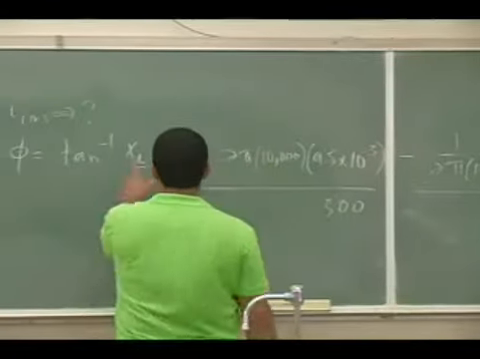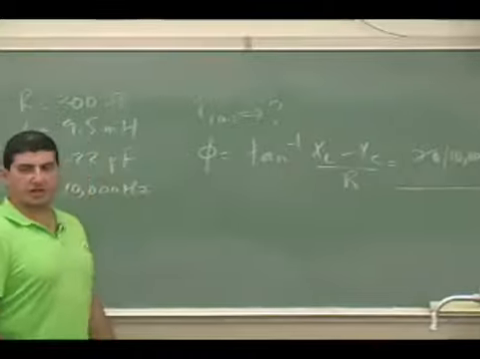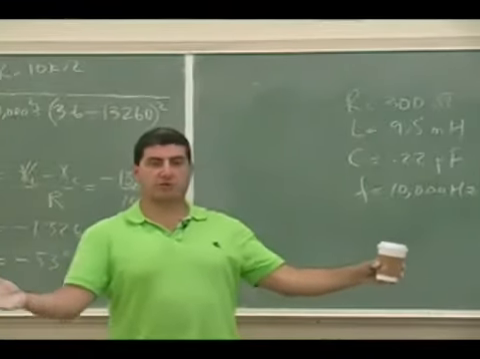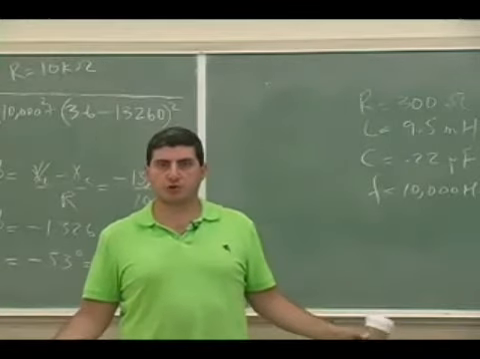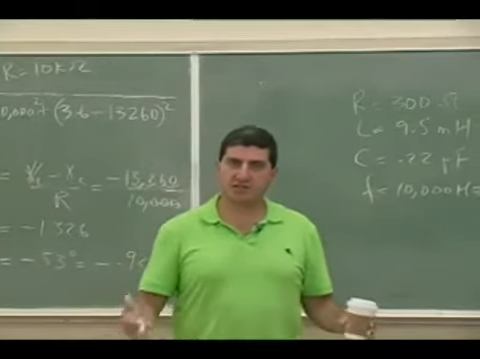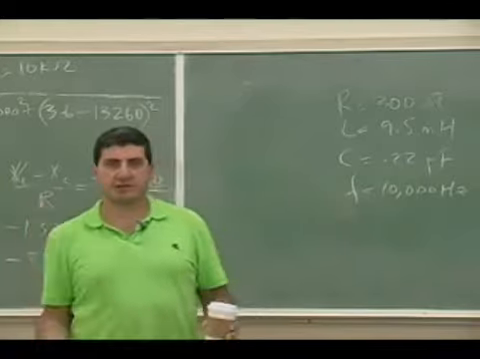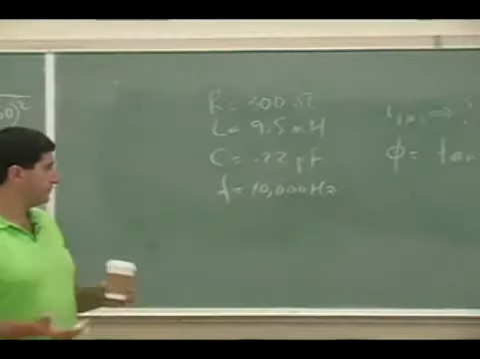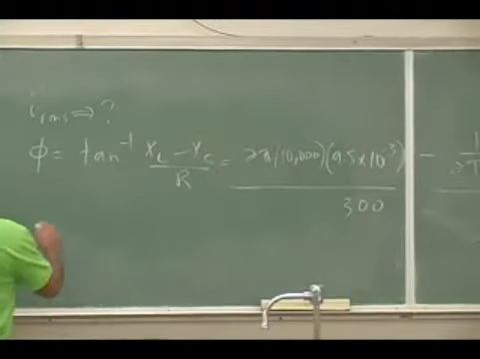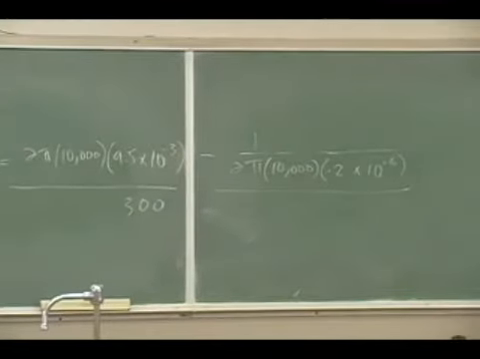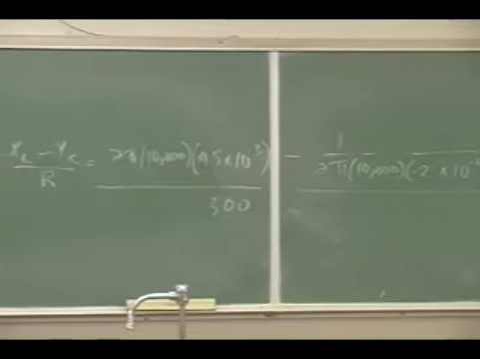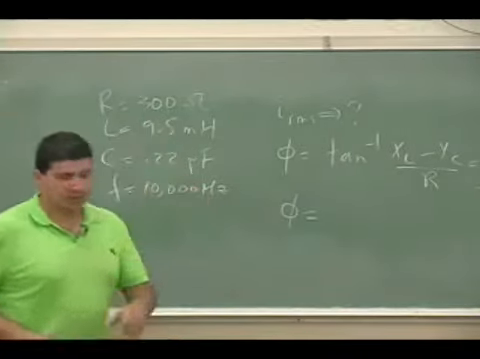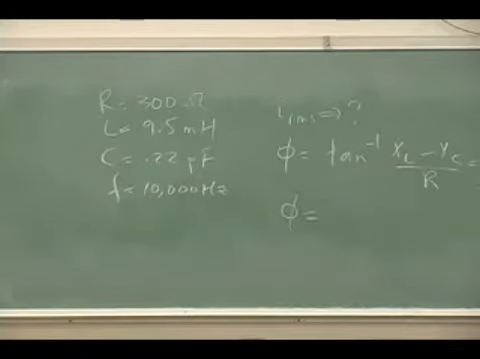So let's see which one is beating out now, the XL or the XC. So this is pretty much a general type of problem that you could see in the homework or on the test. It gives you the resistance, it gives you the frequency, it asks you to find the current, find the resonance frequency. And while you do that, let me do the experimental.